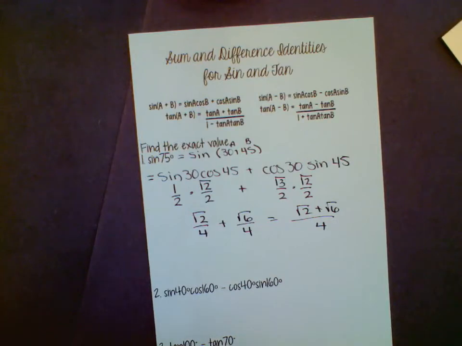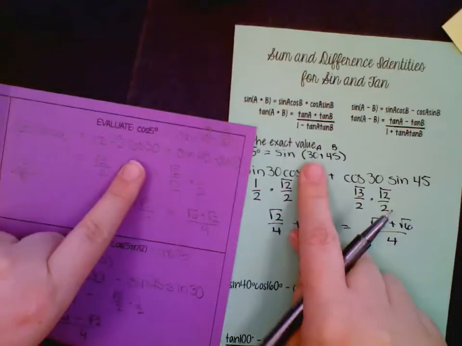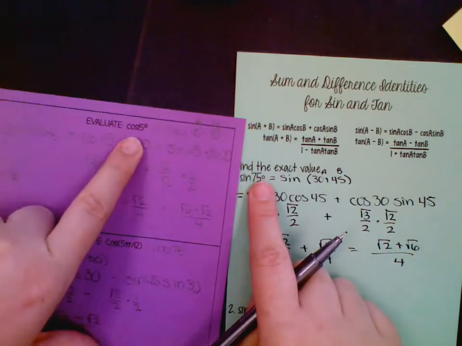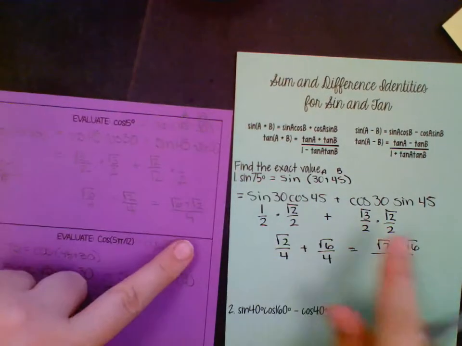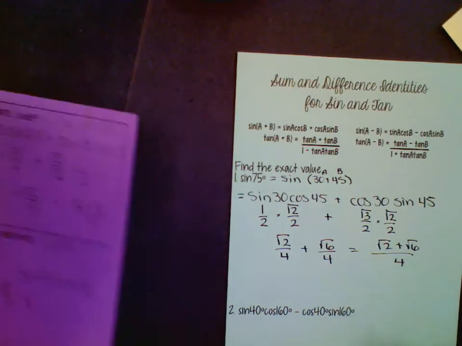If you look at your notes from last class, the first one we did was the cosine of 15, and we got the same answer as this, if you remember. And remember what we talked about, that the cofunction of complementary angles are always going to be equal. So 15 and 75 are complementary, and we got the same answer. That's not a coincidence.